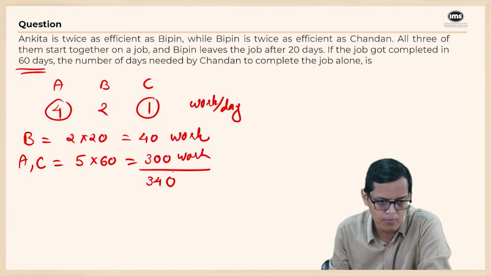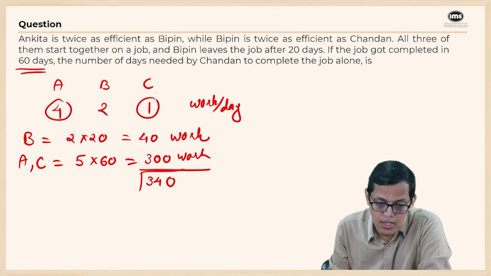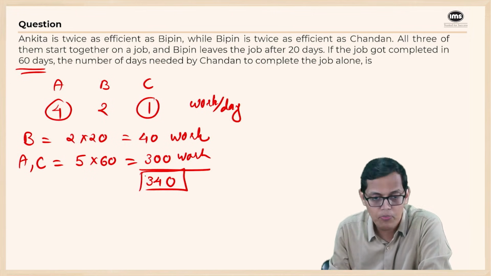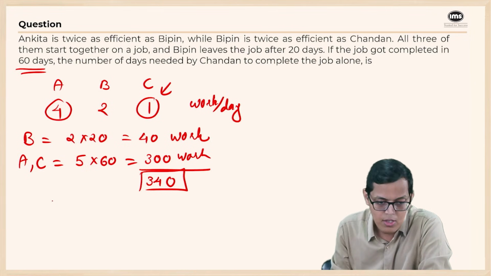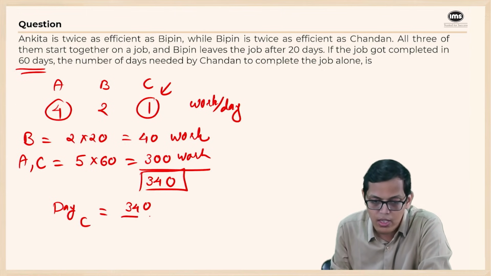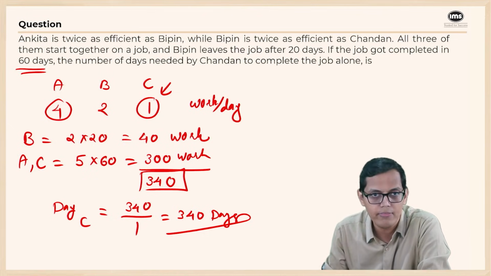Now let's read the question. The number of days needed by Chandan to complete the job alone. The work is worth 340 units, and Chandan is somebody who does 1 unit of work in a day. So, the number of days required by Chandan should be total work, that is 340, divided by Chandan's rate of work, that is 1. So, 340 days should be the answer to this question.